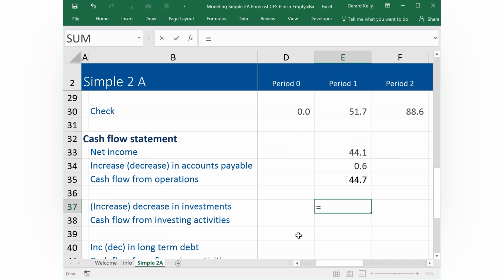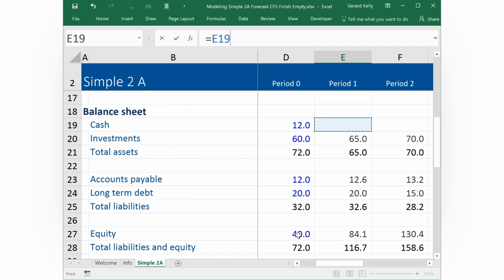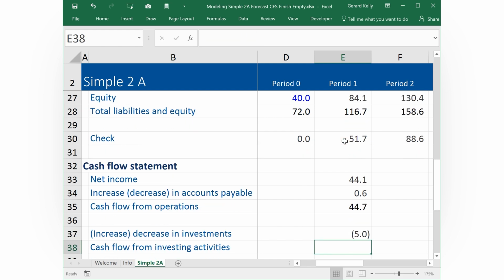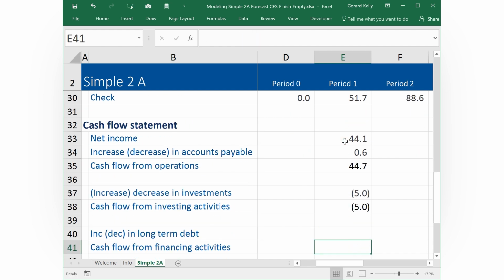Next up, we'll look at investments. Increase or decrease in investments. Now, investments have gone up from 60 to 65. But this means I have purchased investments. I've spent money, I've spent 5. So I want a negative 5 in the cash flow statement. So I will take last year minus this year. When it's an asset, you take last year minus this year. When it's liability and equity, the opposite. That's my cash flow from investing activity done.